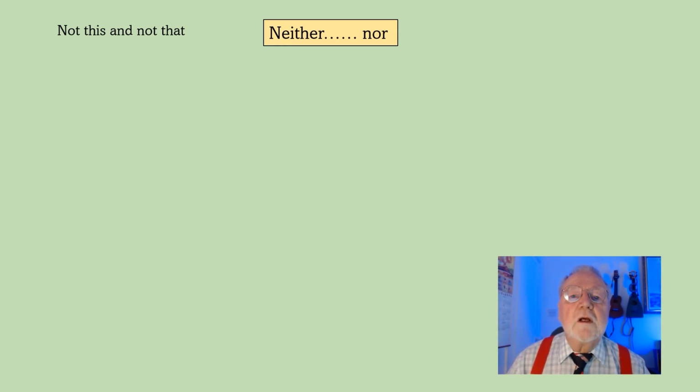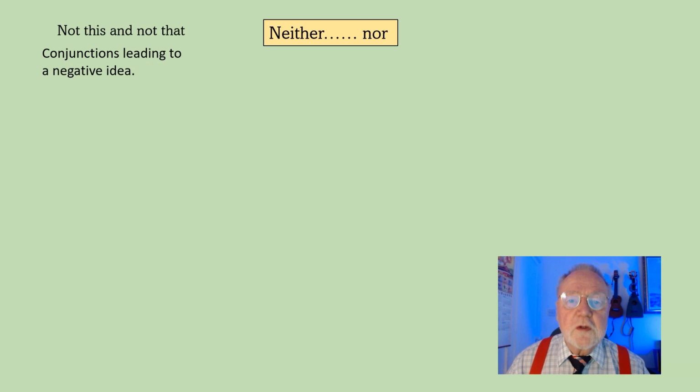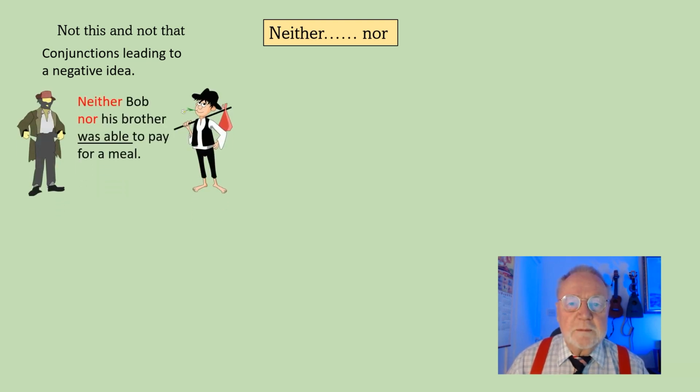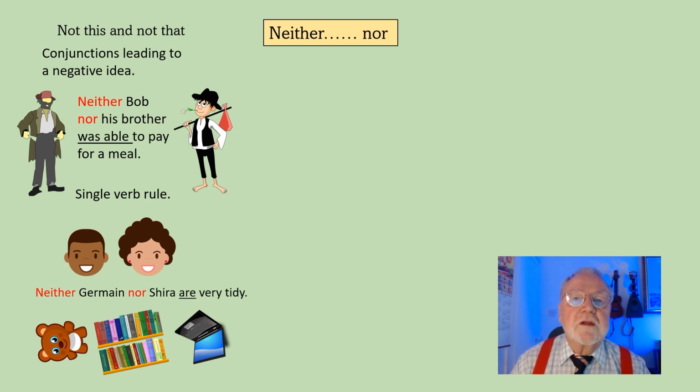Neither nor mean not this and not that. And they are conjunctions which lead to a negative idea. Look at this example. Neither Bob nor his brother was able to pay for a meal. And what have I done here? Yes, I've obeyed the single verb rule. But here's an example where I can break the rule. Neither Germaine nor Shearer are very tidy. It's because I'm thinking of them as 2 negatives together. So I use a plural verb. English people will do this and it's very common.